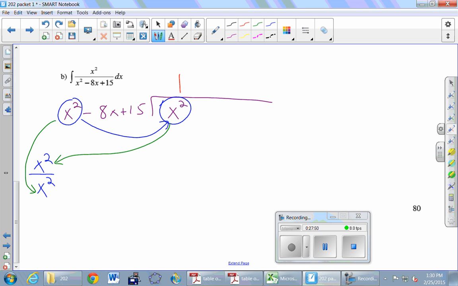And then after you figure out how many times the thing goes in, what's the next step for regular long division? You multiply, right? You take that one and multiply it by the thing that was in the front. So 1 times that stuff over there is x squared minus 8x plus 15. Just making a note so you can check it out later. This is 1 times the whole thing in the front.